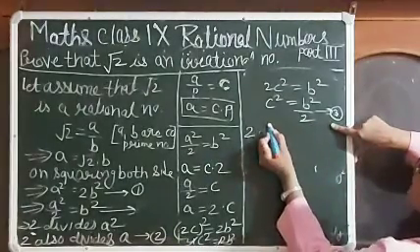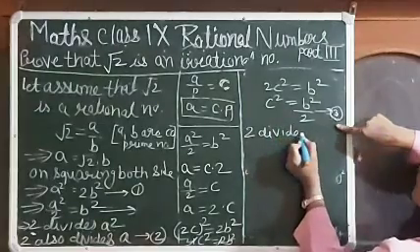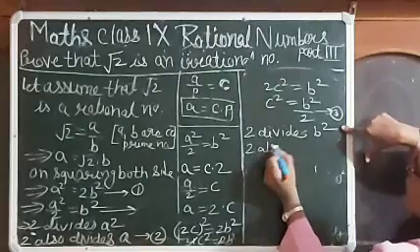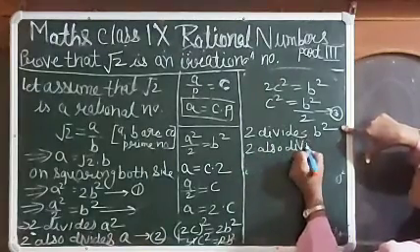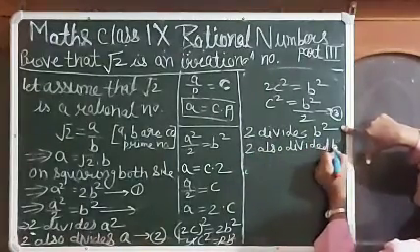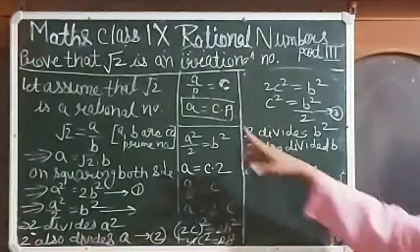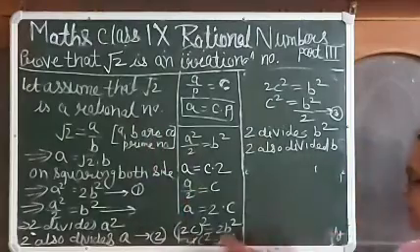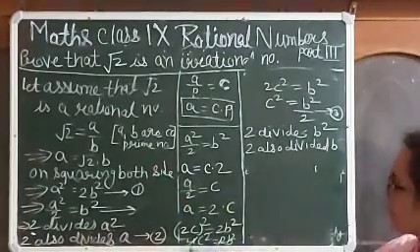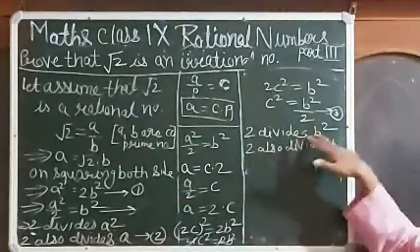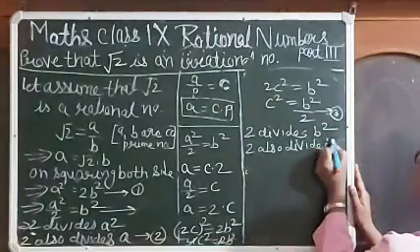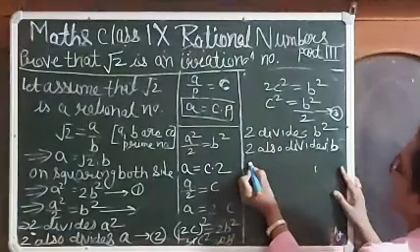What is the meaning here? 2 divides b square, and 2 also divides b. What is the meaning of this? Here we assumed that a and b are co-prime numbers. But what are we getting here? 2 divides b, and 2 also divides a.